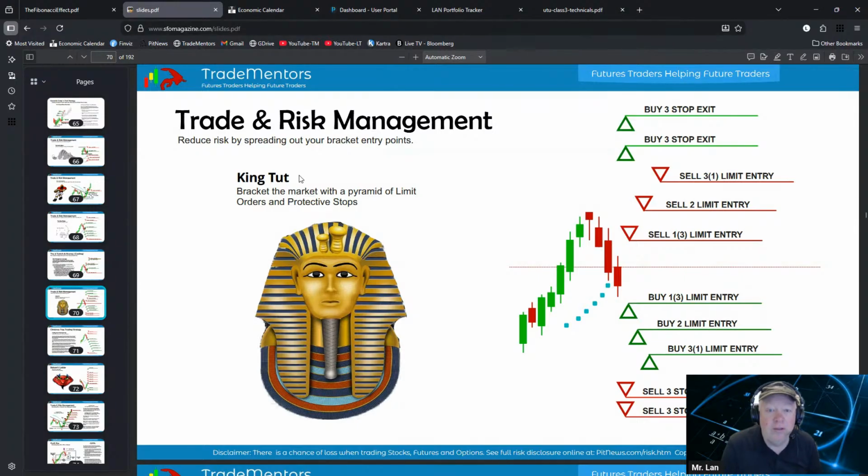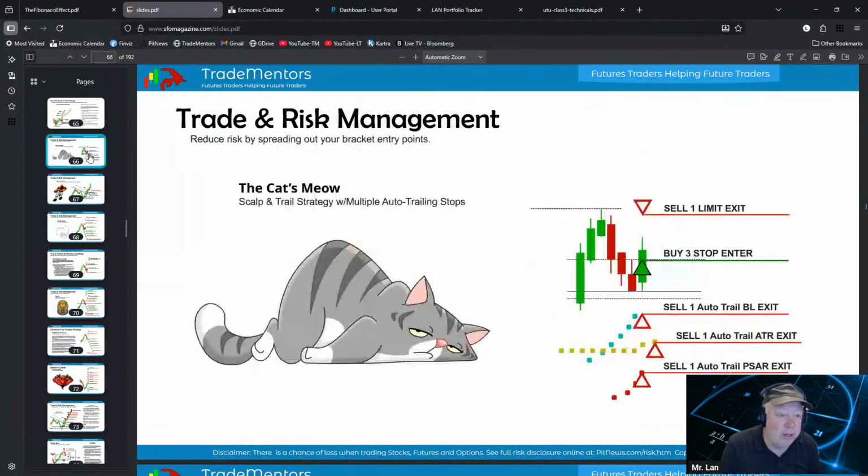This one here is called the King Tut. There's all kinds of fancy things that you can do, and they're all in the manual and in the supplement that show you how to do all these different trading strategies. This is one of my favorites called the Cat's Meow. So we're going to go over and we're going to trade some of these. All right, so we're going to come in.